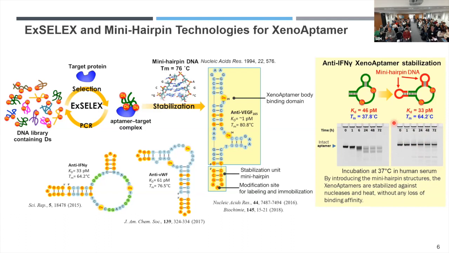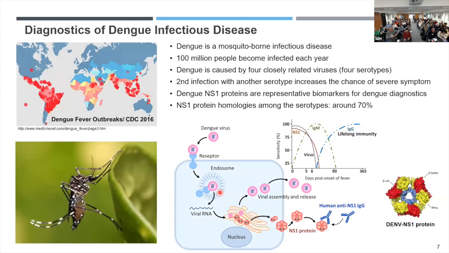So this is our method, shown for the VEGF aptamer, interferon gamma, and VWF. Another important point is that this mini hairpin never interacts with the target protein. Therefore, especially this top A can be used for modification of the aptamers, such as fluorescent labeling or biotinylation to immobilize these aptamers.